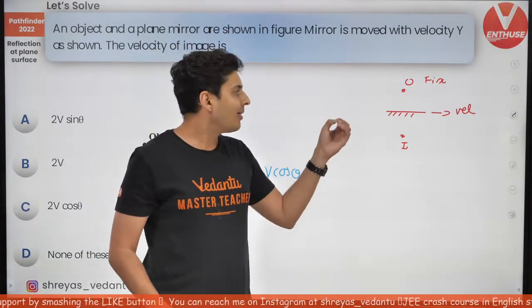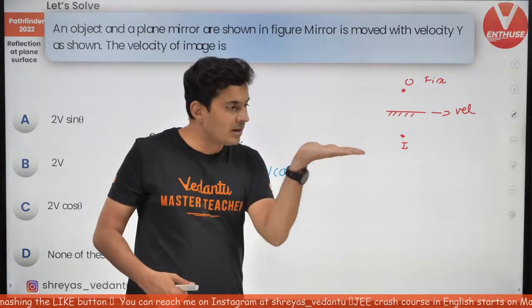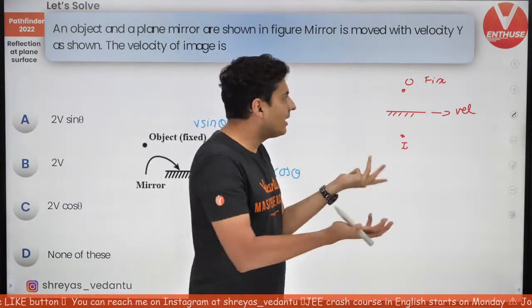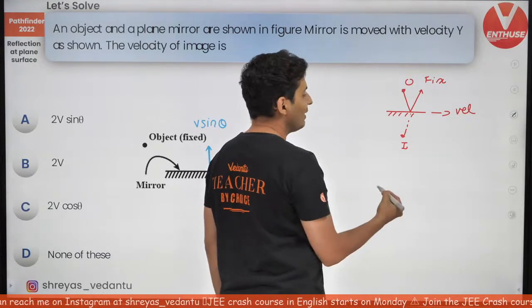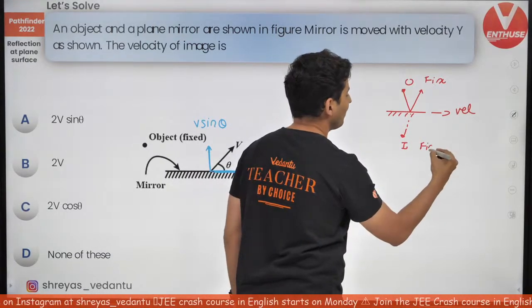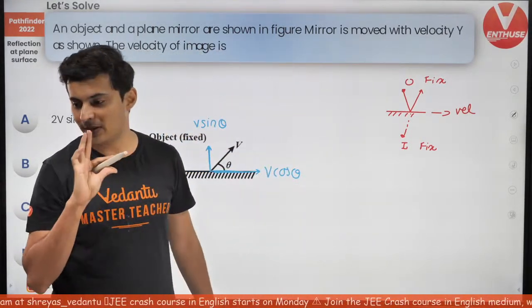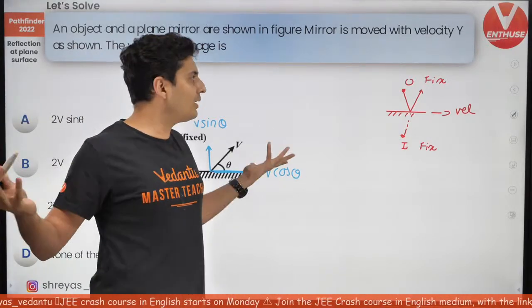Think about it. Obviously, if the mirror moves, there is nothing more to change. The rays will still reflect like this. The image will still be formed here. The image will also be fixed. It will not move at all. Nothing will happen, yes. Why should anything happen?